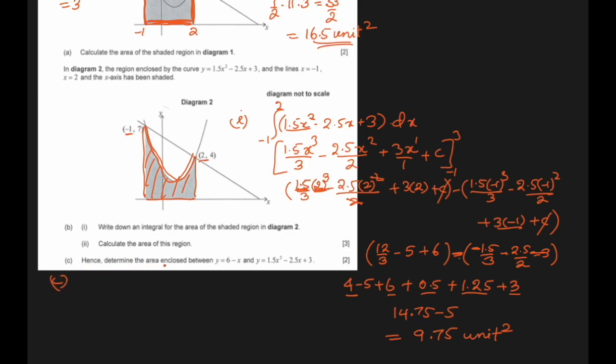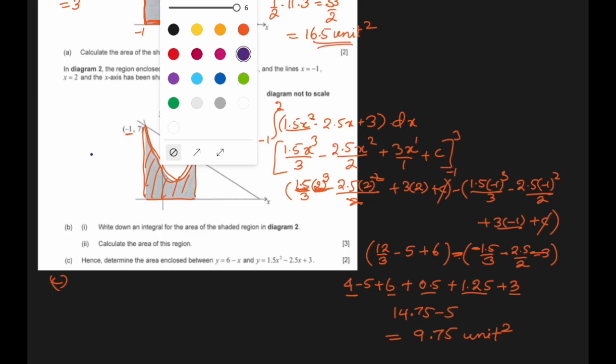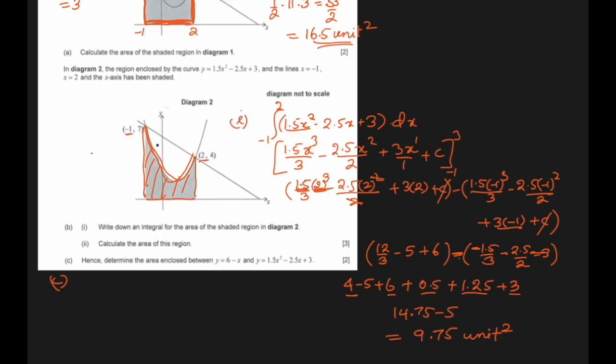C part. Hence, determine the area enclosed by y. Let me change the color of this one. Okay, y equal to 6 minus x, this one. Y equal to this. Okay, the white part they're saying. So since we know the area of the whole trapezium from first part and the area we need to remove from trapezium from second part, then we'll get the white part.